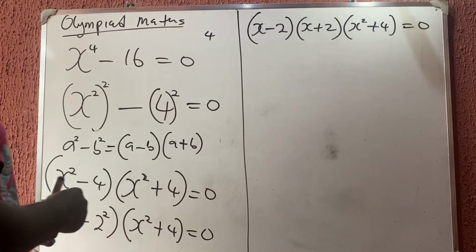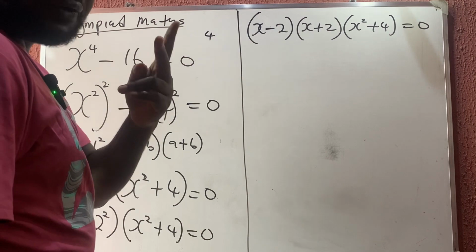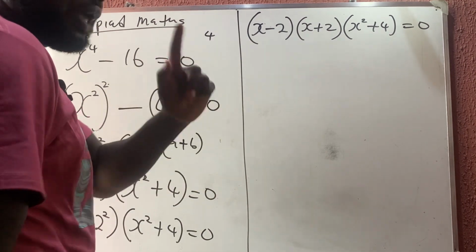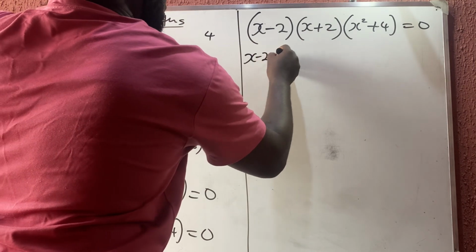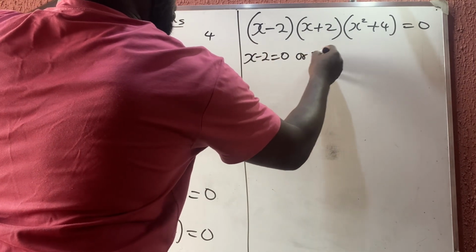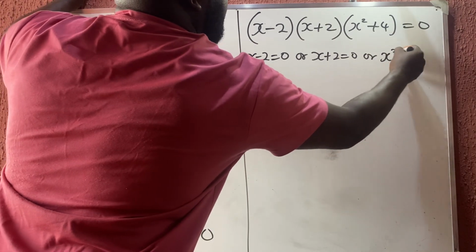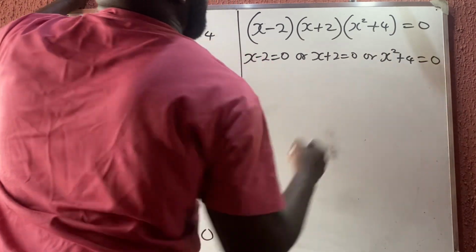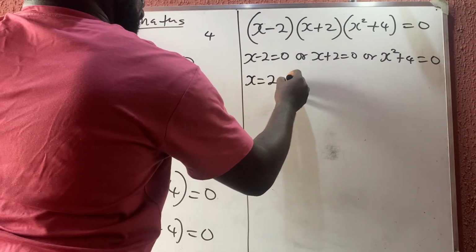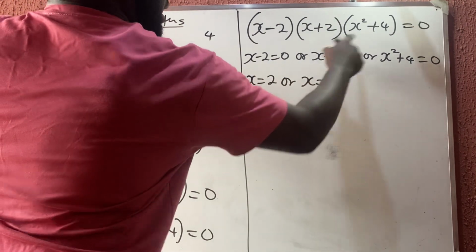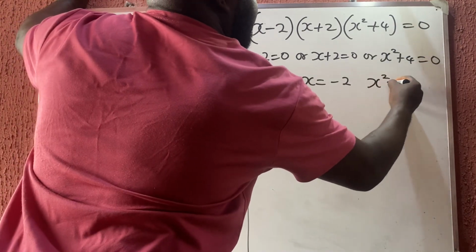Now, if you remember, when the product of 2 things is equal to 0, it means that one of them must be 0. So from here, we can now say that x minus 2 is equal to 0, or x plus 2 is equal to 0, or x squared plus 4 is equal to 0. So this one moving here, you have that x is equal to 2, or this one moving here, x is equal to minus 2. But this one moving here, I'm going to have that x squared is equal to minus 4.